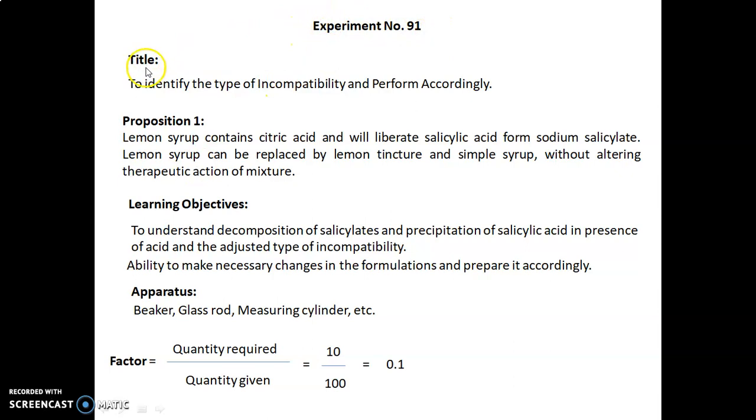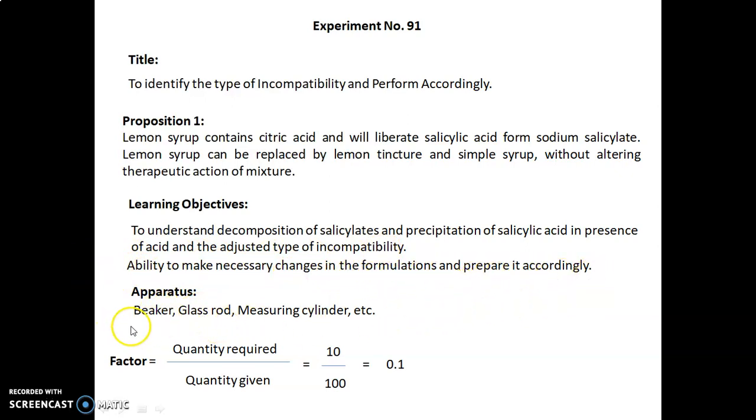Experiment number 91. The title of this experiment is to identify the type of incompatibility and perform accordingly. Proposition 1: Lemon syrup contains citric acid and will liberate salicylic acid from sodium salicylate. Lemon syrup can be replaced by lemon tincture and simple syrup without altering the therapeutic action of the mixture. Learning objectives are to understand the decomposition of salicylates and precipitation of salicylic acid in presence of acid, and the adjusted type of incompatibility, and the ability to make the necessary changes in the formulation and prepare it accordingly.